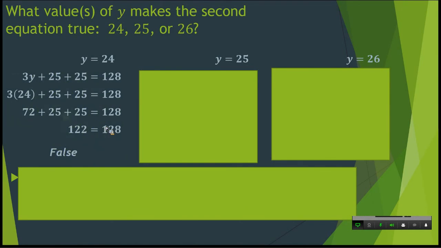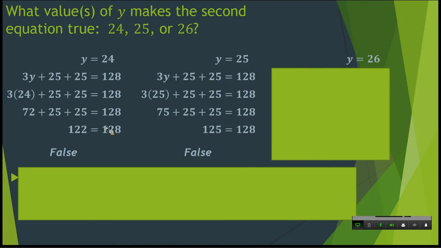So let's plug in 24 for y. If we plug in 24 into the equation, we simplify, we get 122. 122 equals 128. That is false. That's not true. Let's go to the next one. Y equals 25. Plug in 25 for y. We get a total answer of 125. 125 does not equal 128, so therefore that is false as well.